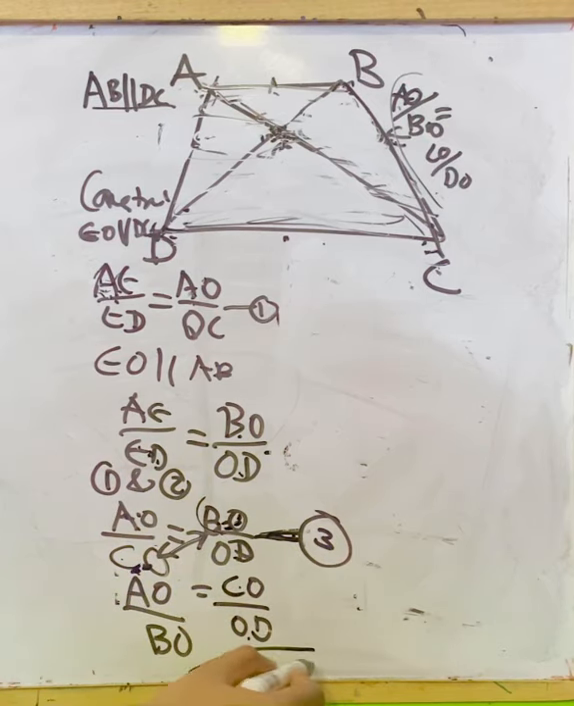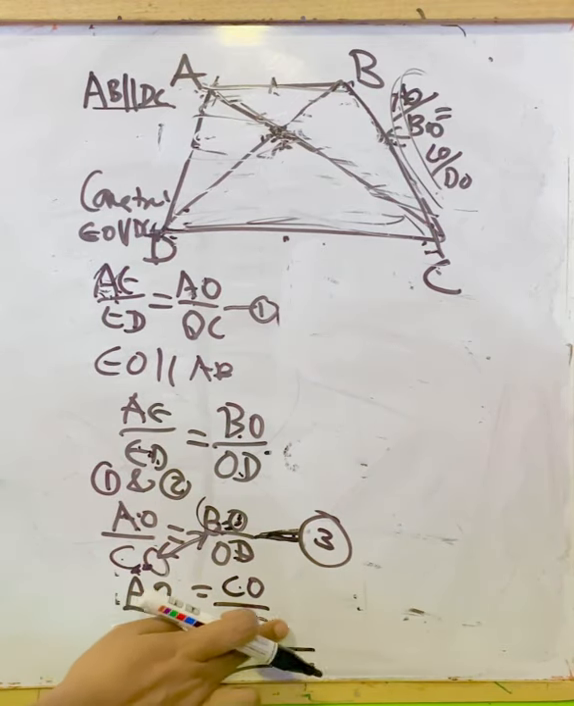This is what we have to prove. It is asked in the question. AO by BO equal to CO by DO. OD means DO. Hence proved.